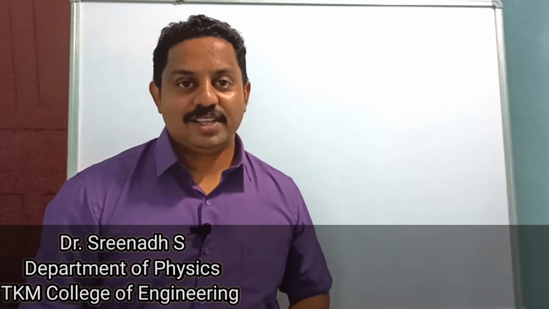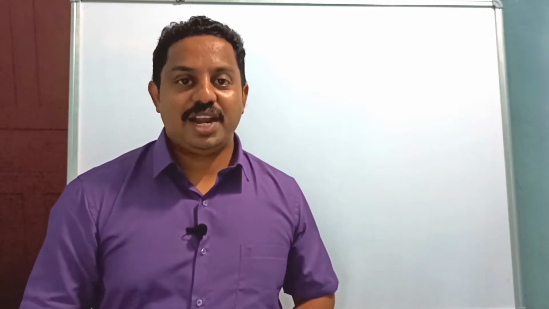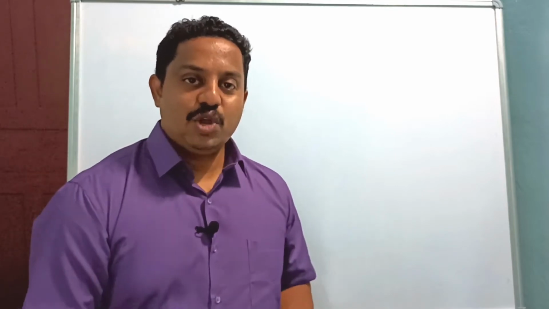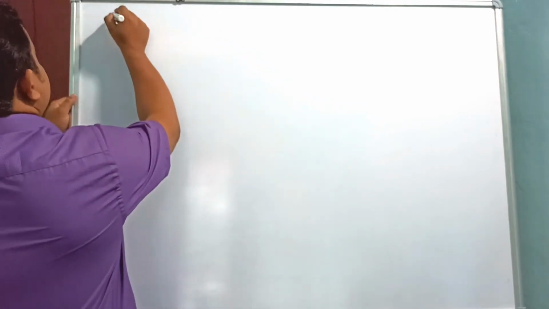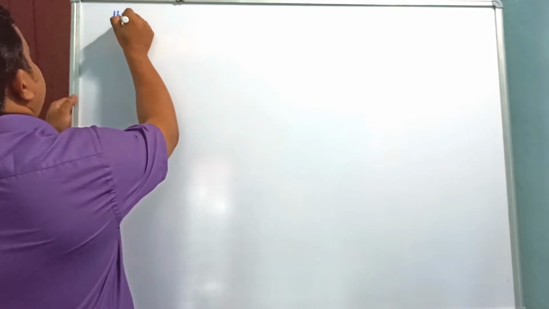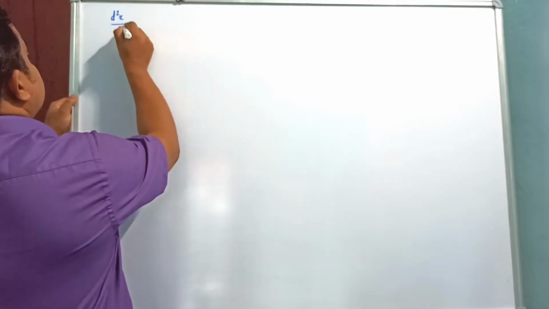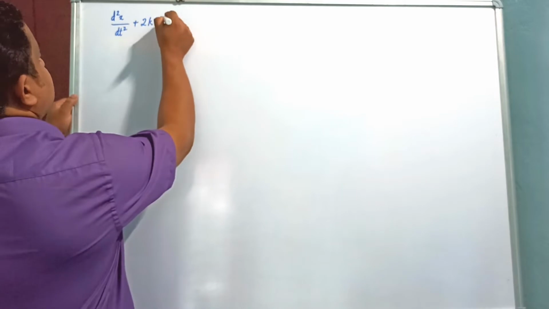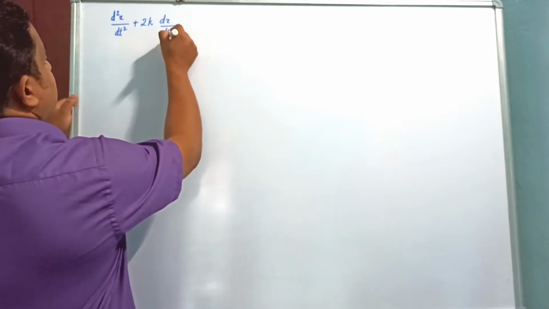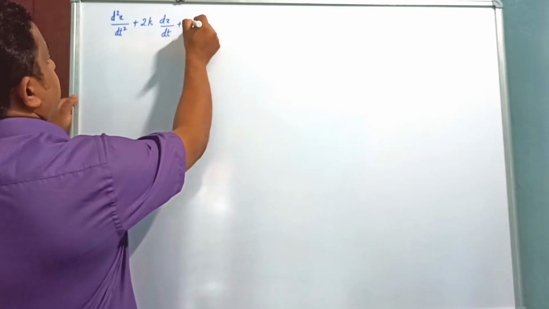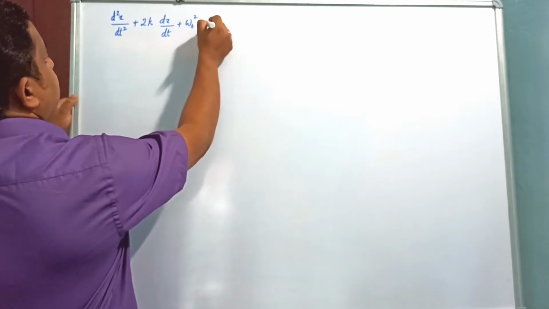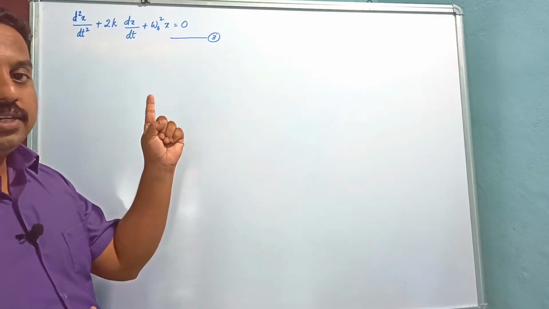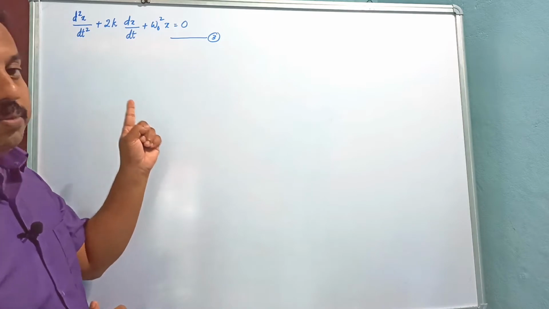Good morning all. In the previous video, we have studied how to derive a differential equation for a damped harmonic oscillator. The equation was d square x by dt square plus 2k dx by dt plus omega 0 square x equal to 0. Equation number 3. So this is the differential equation for a damped harmonic oscillator.